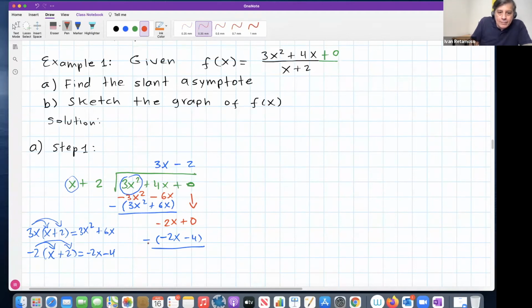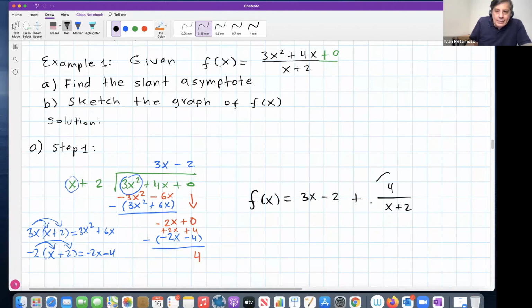To help myself, I distribute the multiplication by this negative sign, negative and negative positive, positive 2x here, negative and negative positive, positive 4x. Negative 2x plus 2x 0, 0 plus 4, 4. This is the remainder, right? The remainder. So the function f of x then can be written as follows. f of x equals quotient 3x minus 2 plus remainder, this 4, over divisor x plus 2, right?